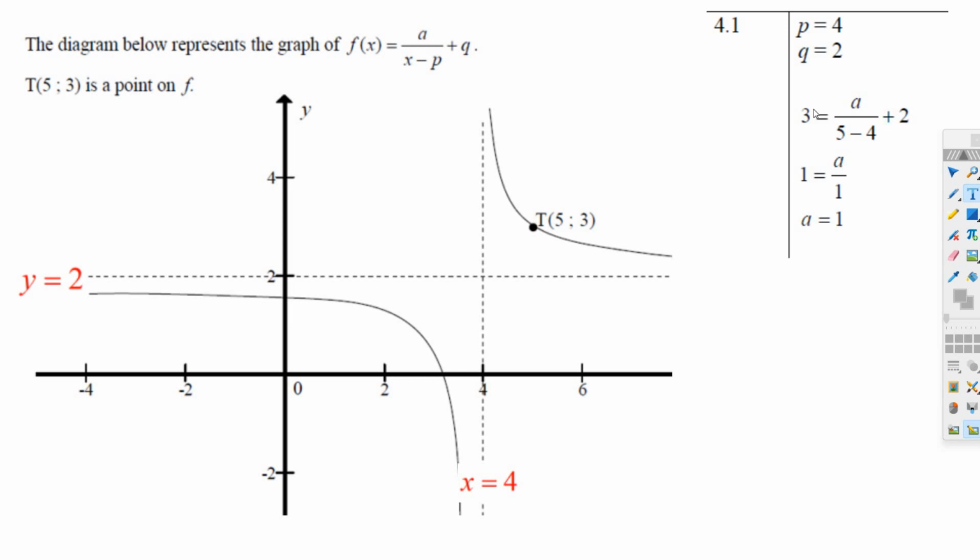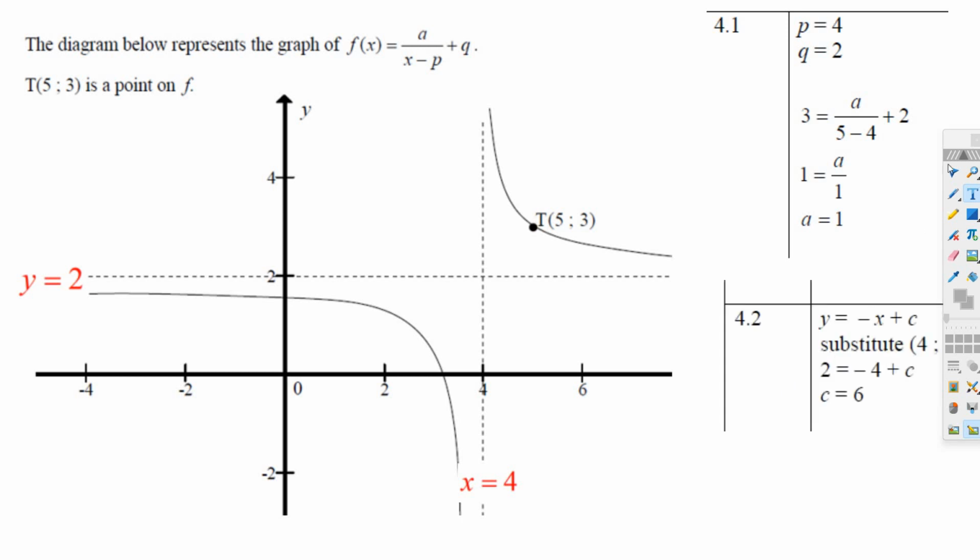And now you substitute x equals 5 and y equals 3, and you solve it. Okay, what is this? 5 minus 4 is 1. I've got 2 here. I subtract 2 from both sides. I get a equals 1. So there, we just figured out a, p, and q. All done. And that's the question.